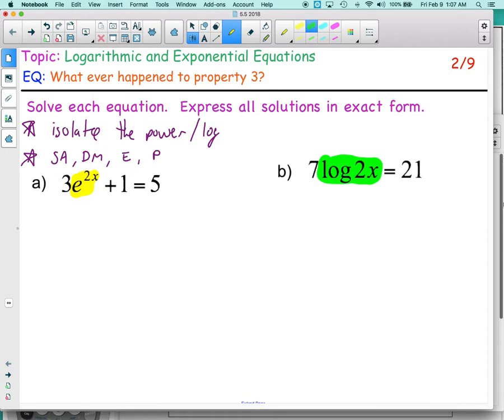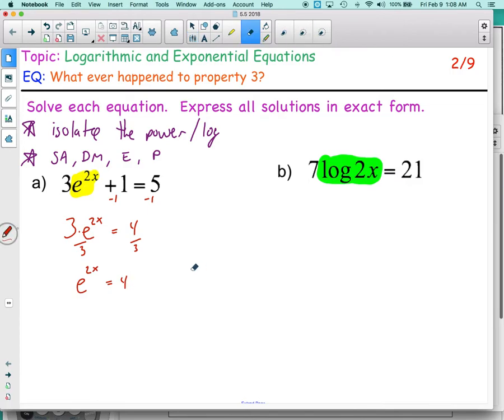So let's think about how we would look at the first one and how we would isolate that. Following SADMAP, we want to get rid of the 1. So 3e to the 2x equals 4. And then we want to get rid of the 3 since it's multiplying the e. So we get e to the 2x equals 4/3. So that was the isolation step.